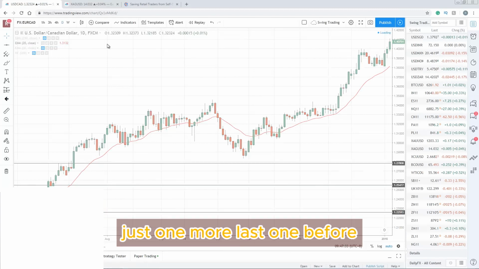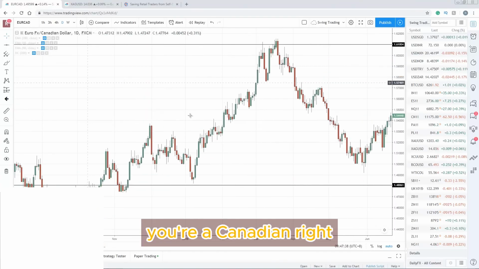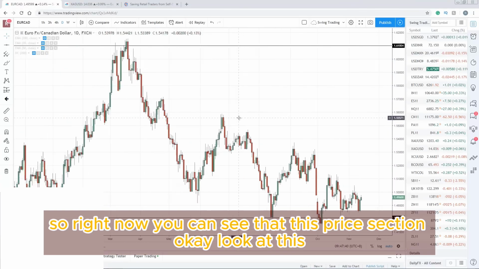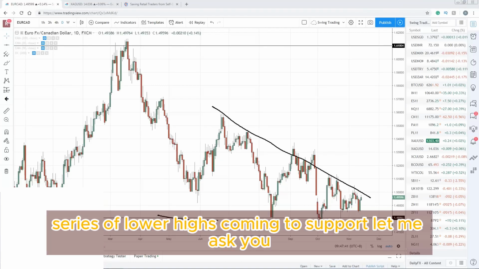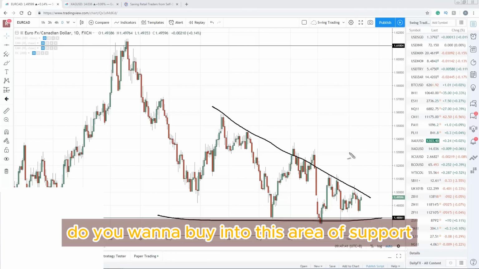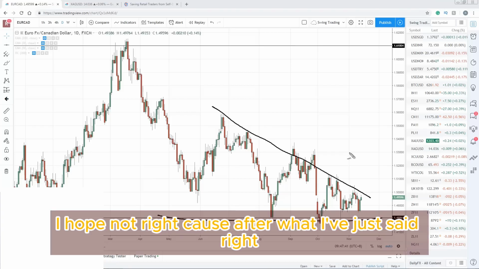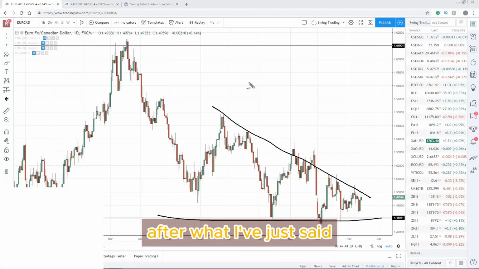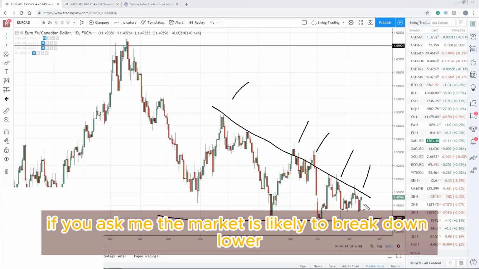Okay, just one more last one so you can understand what I'm trying to say. Euro Canadian, right? So right now you can see this price action, okay, look at this. Series of lower highs coming to support. Let me ask you, do you want to be buying at this point? Do you want to buy into this area of support? I hope not, right? Because after what I've just said, lower highs into support is usually a sign of weakness. If you ask me, the market is likely to break down lower.